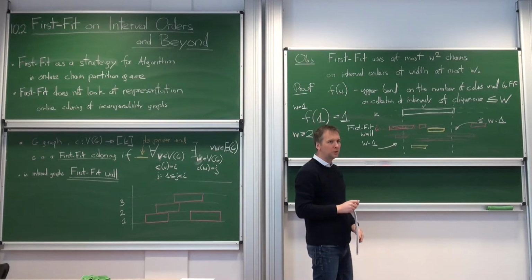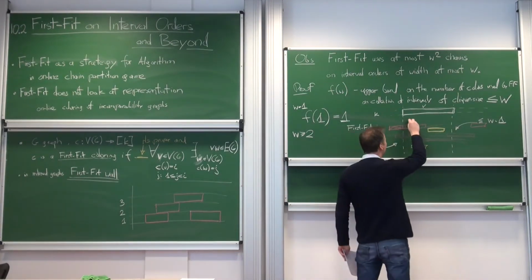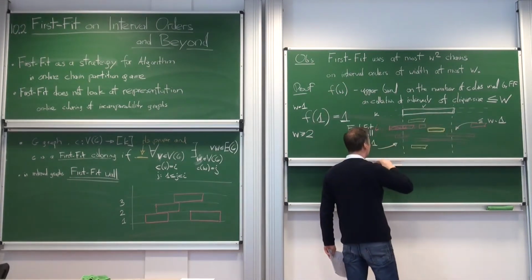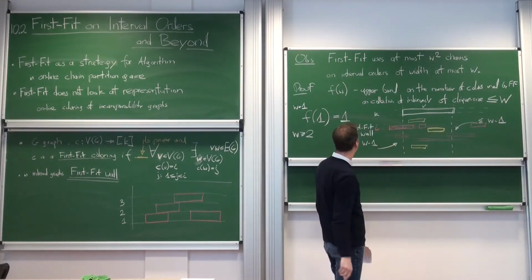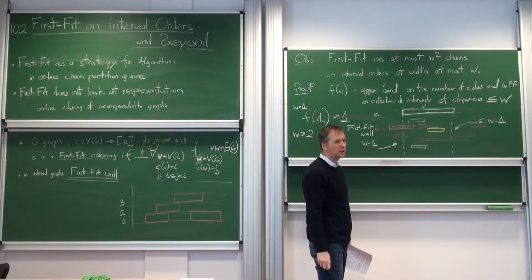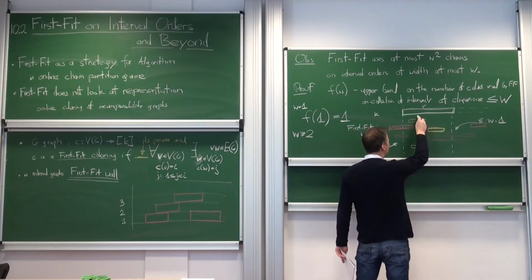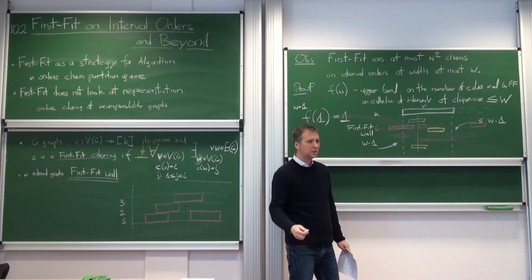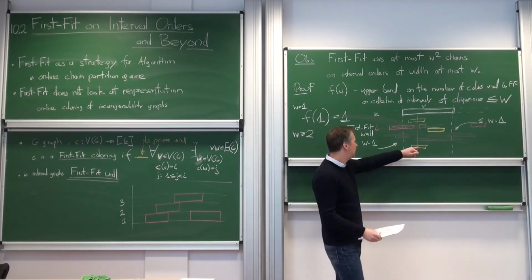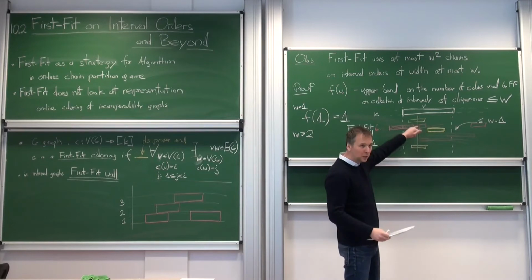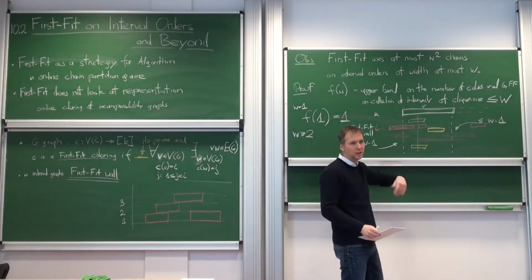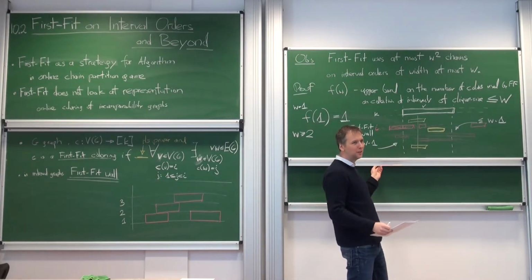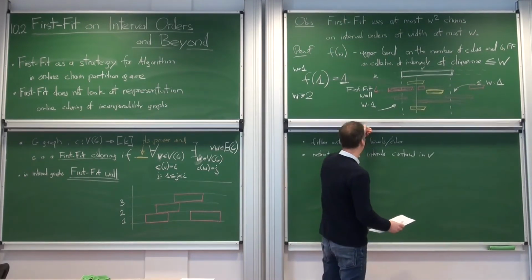So what do we know about them? Well, if we just look at the yellow, the clique number goes down, right? Because any clique in the yellow we can extend with the white interval. So this means that the height of this yellow first fit wall is bounded by f of w minus 1. And that gives us the bound, yes?